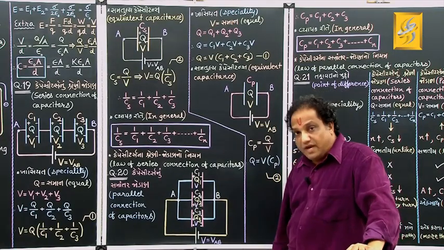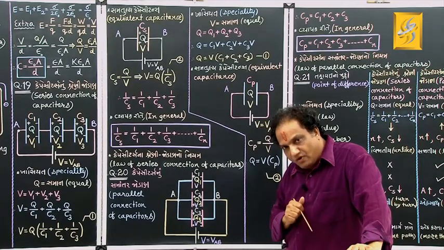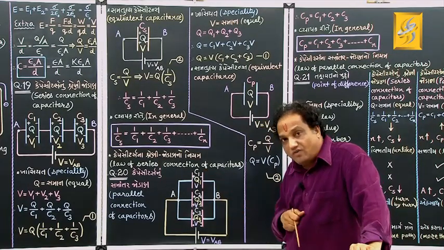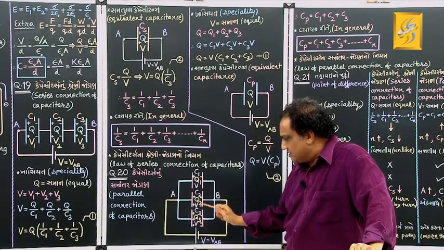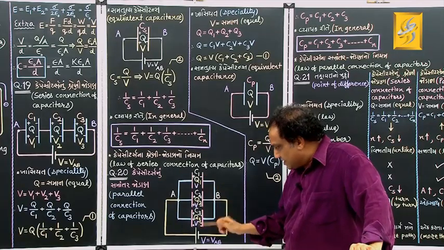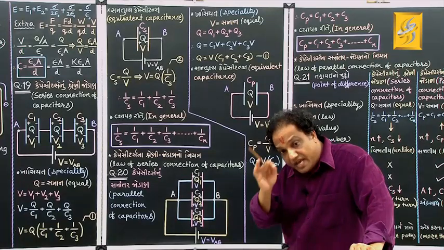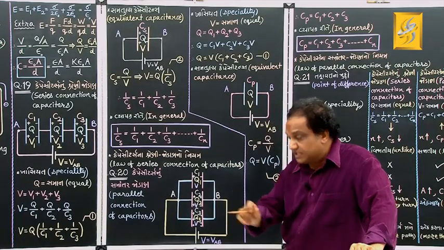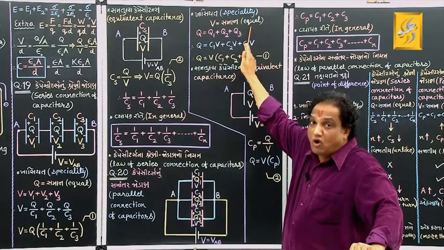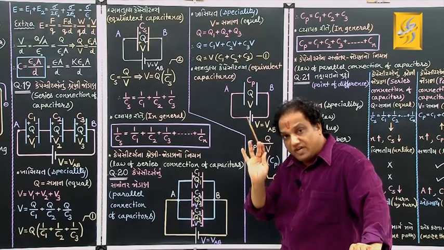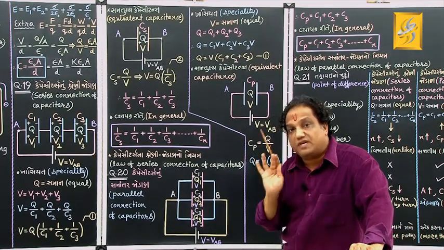Now, how to get the equivalent capacitance of such a parallel connection? I am showing you. But before that, what is the speciality of such a parallel connection? Very simple. Look, the speciality is that for all the capacitors, potential difference between the two plates is found to be the same. Potential difference, that is capital V, is equal for all the capacitors, irrespective of value of capacitance. Each capacitor has the same potential difference between its plates.